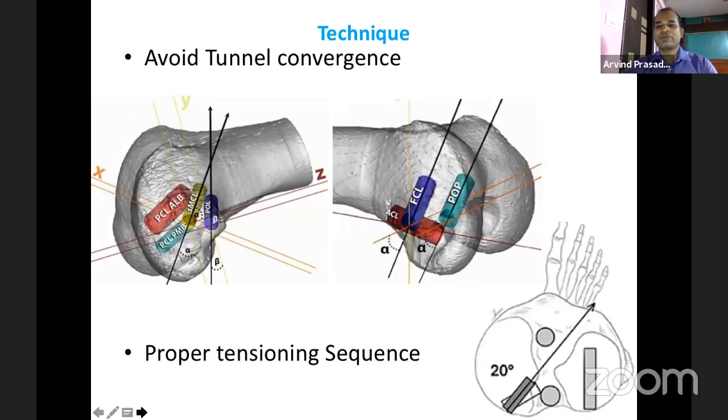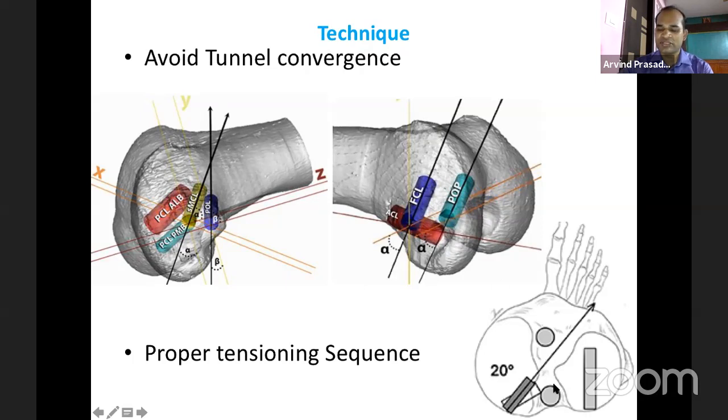So next, about the technique. In technique, we should focus on two things in multi-ligament knee reconstruction. First, tunnel convergence should be avoided, because there are a lot of tunnels on the medial side and lateral side, on the femur as well as on the tibia, and the proper tensioning sequence should be done in achieving the normal anatomy around the knee joint. So this anatomy has to be remembered: the medial epicondyle position and the lateral epicondyle position, and then the popliteus insertion.